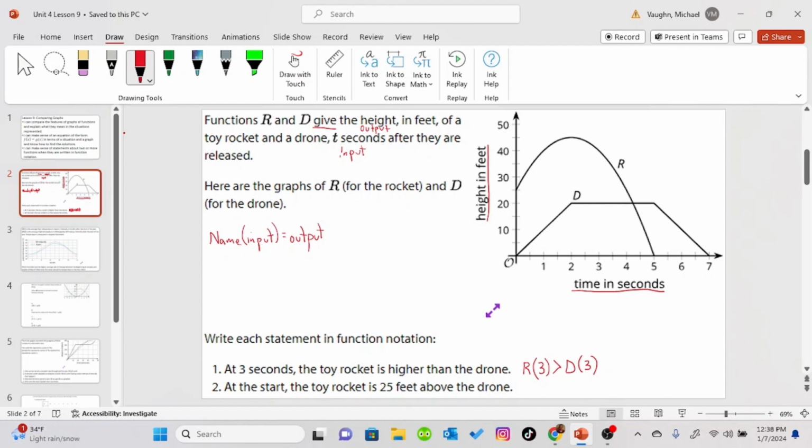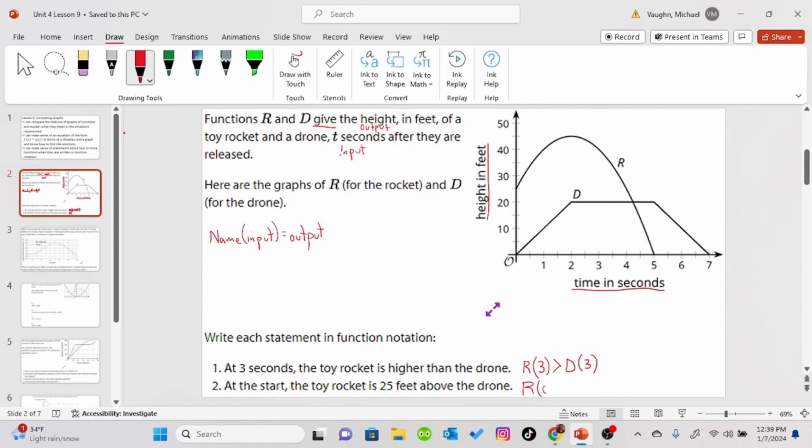Number 2, at the start, the toy rocket is 25 feet above the drone. So if we have the toy rocket, which is R, at the start, which means 0 seconds have gone by, that would equal the drone at 0 seconds plus 25 feet.